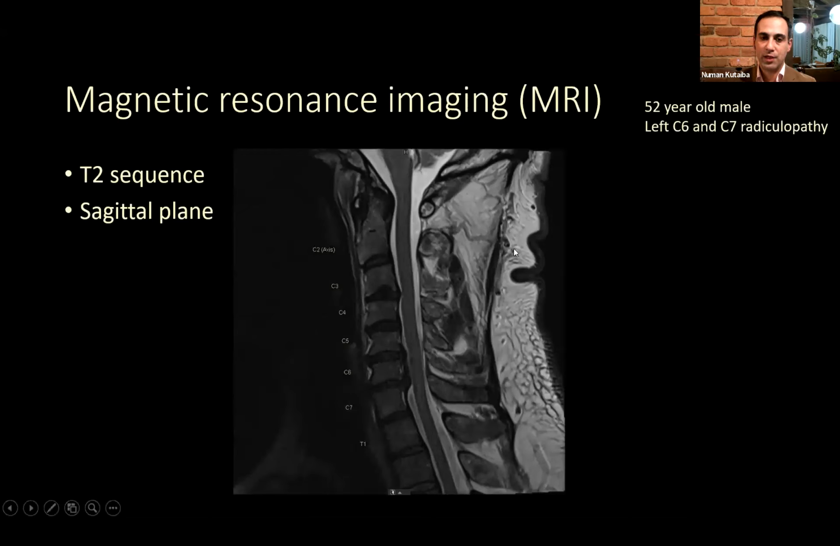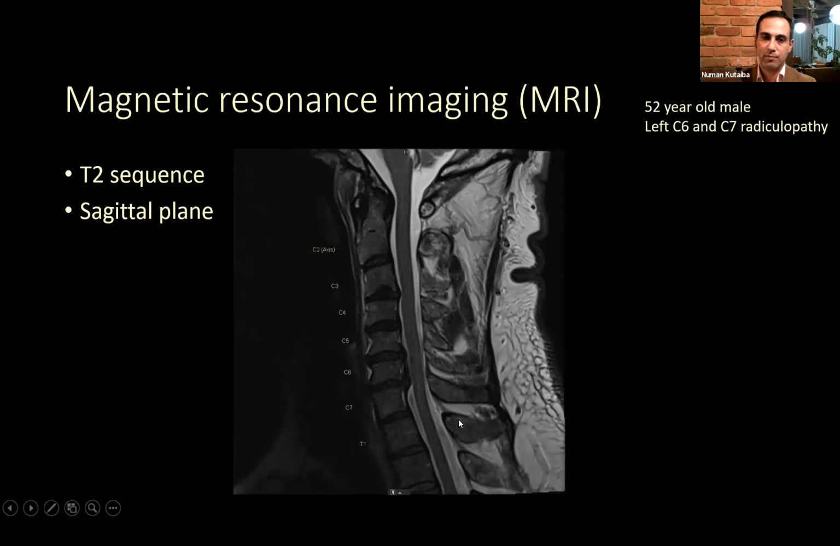This is a T2 sequence, and in MRI in general, if you're going to learn one thing about MRI, it is that the T2 sequence is the sequence where the fluid is bright. So that's the CSF around the spinal cord. It's bright. This is a sagittal plane T2 sequence, and it's similar to the CT sagittal plane and the lateral radiograph of the X-ray.